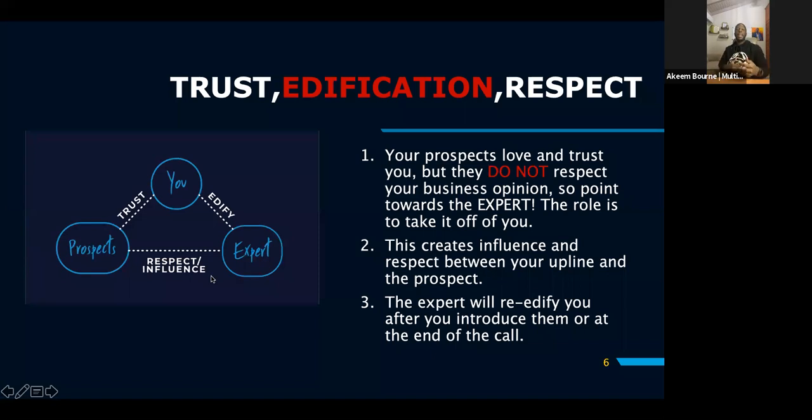So if you don't effectively edify your upline, then the person is going to say, well, why do I need to talk to that individual? Why do I need to hear from that person? I want to hear from you, right? I want to hear from your results. I want to hear if it's working for you. We can talk about that when we get into the objections and stuff like that, the different types of objections.